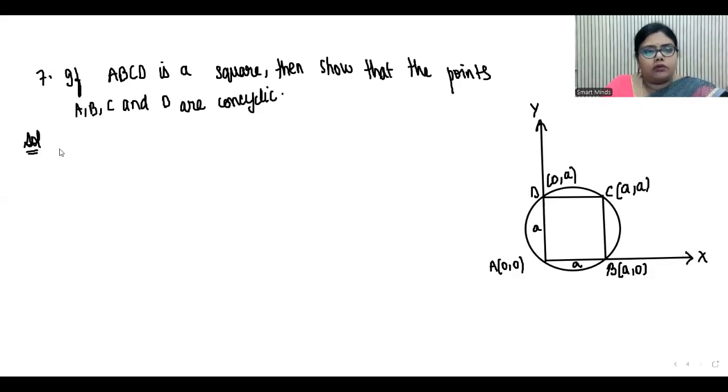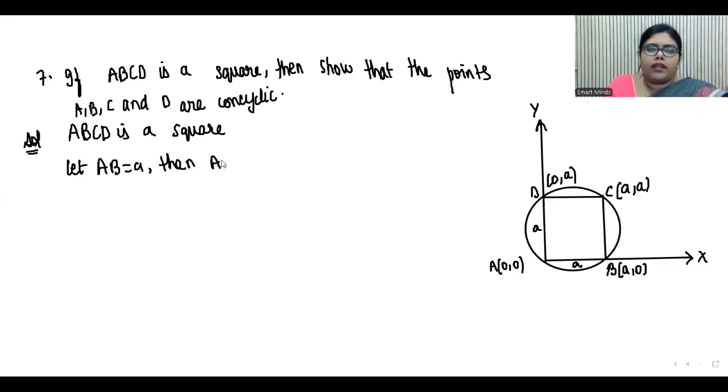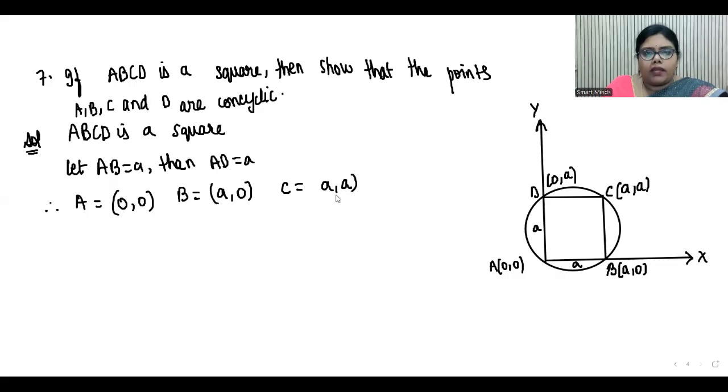Now we will see how to solve this question. So now ABCD is a square. Let AB be equal to a. Then AD is equal to a, right? Because in a square all sides are equal. Therefore A is equal to (0, 0), B is equal to (a, 0), C is equal to (a, a), and D is equal to (0, a).